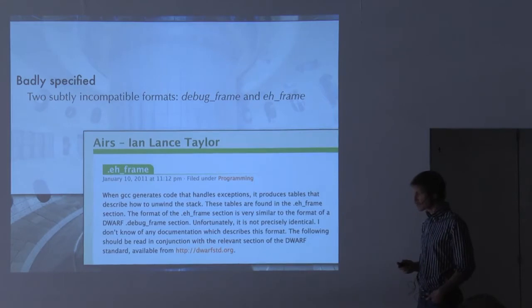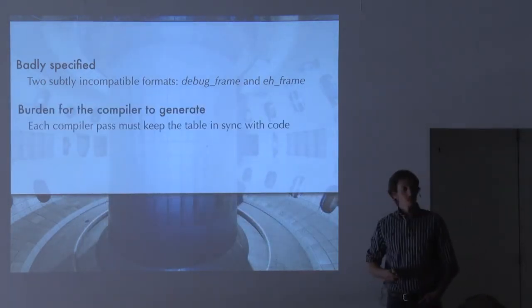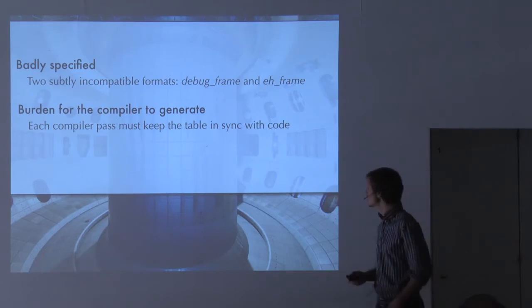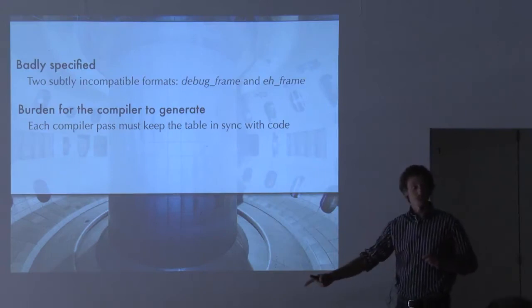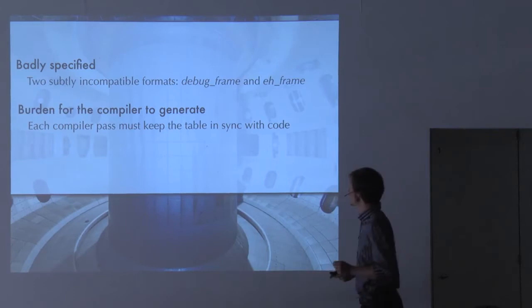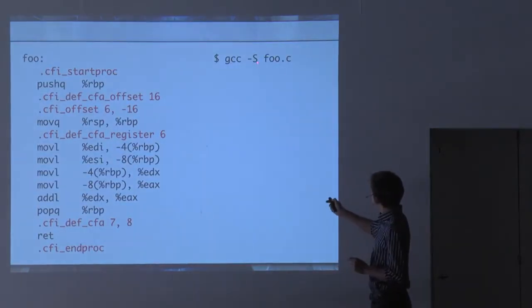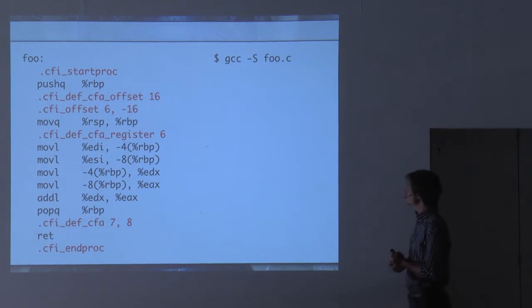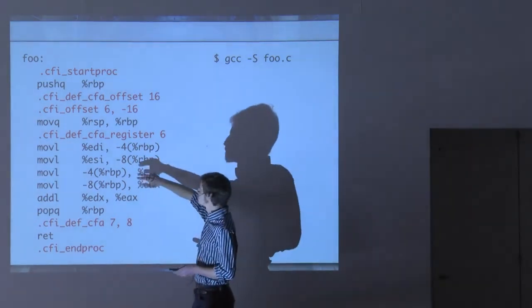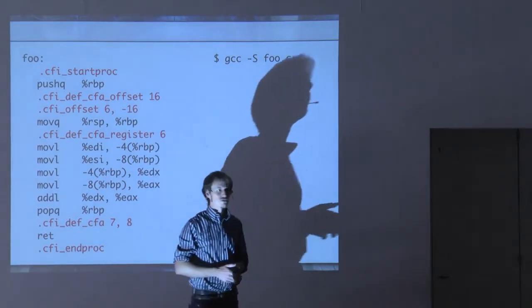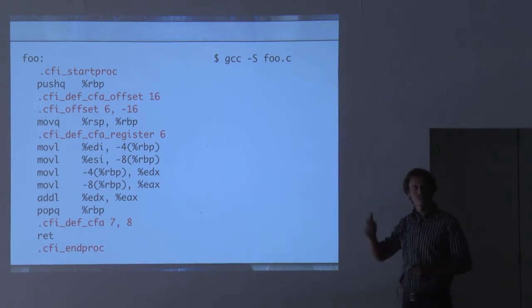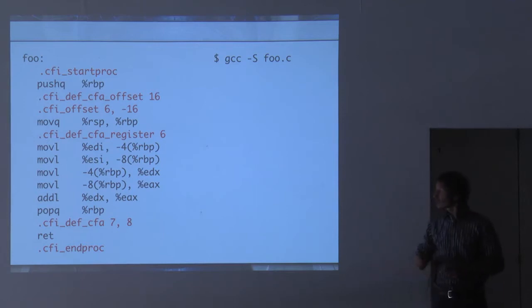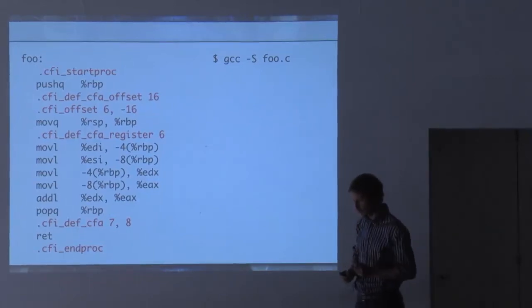Okay, so badly specified. What else? It is a burden for the compiler to generate. Why? Because each compiler pass is actually generating code for two different machines, the processor and the DWARF unwinding machine. Maybe you try to compile something and ask for the assembly, gcc -S foo.c, and what do you get? You get the assembly. You can try on your machine, but you also get something weird, these .cfi instructions, and these are actually the instructions for the DWARF unwinding machine. It is a bytecode. And each optimization pass must keep the two in sync. Quite a lot of work that is added to an already complex piece of code.